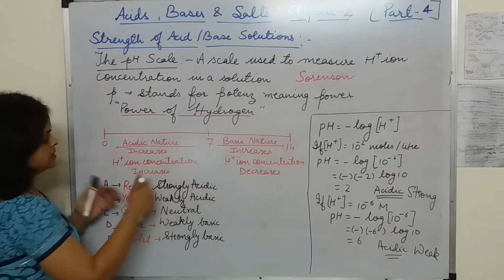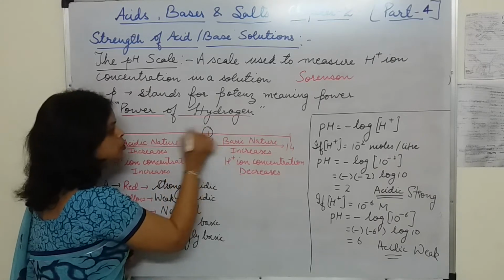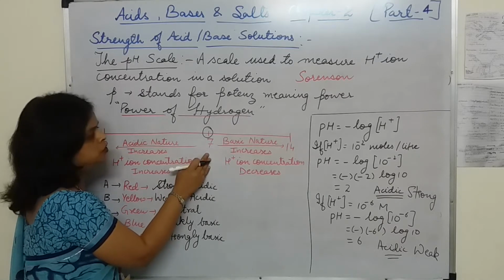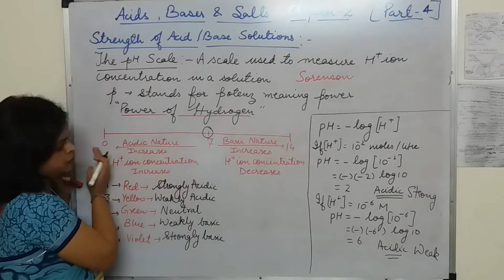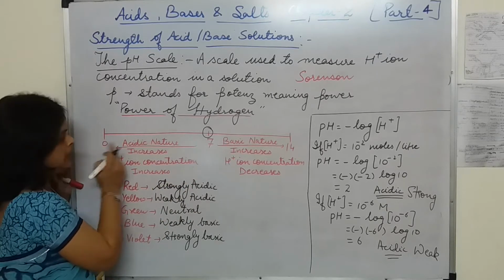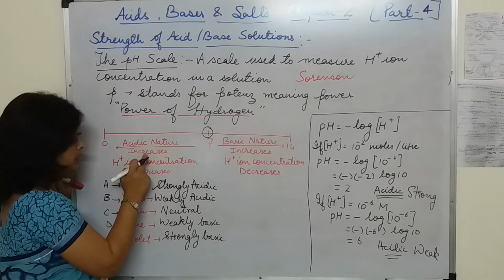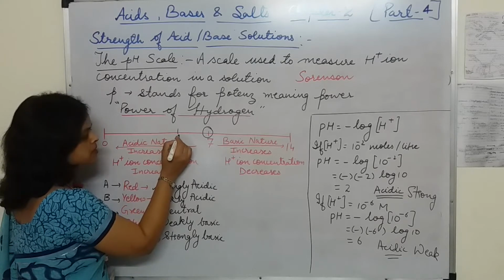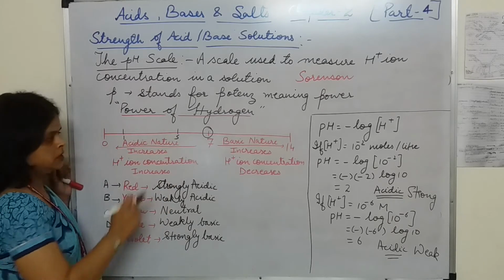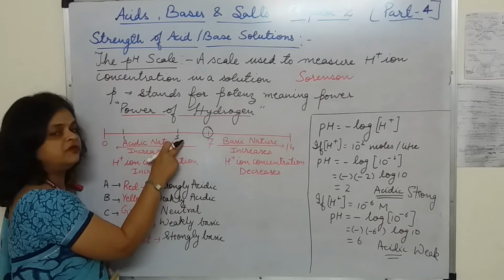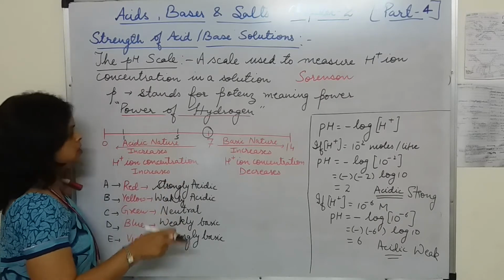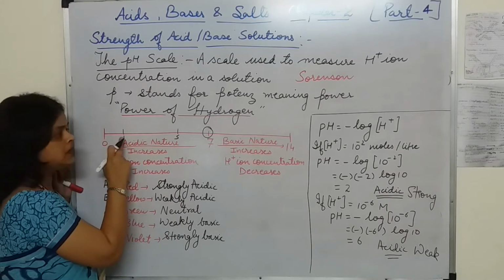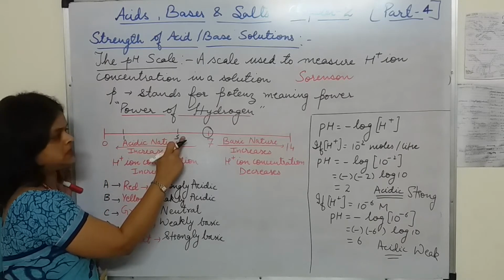Okay, now this 7, it is neutral. If the pH of a solution is 7, then it is termed a neutral solution. And as we move from 7 towards 0, acidic nature increases. That means hydrogen ion concentration increases. Suppose the pH is 5 and the pH is 1. So the pH 5 will show less acidic nature as compared to the solution having the pH 1. This is highly acidic or more acidic as compared to this one.